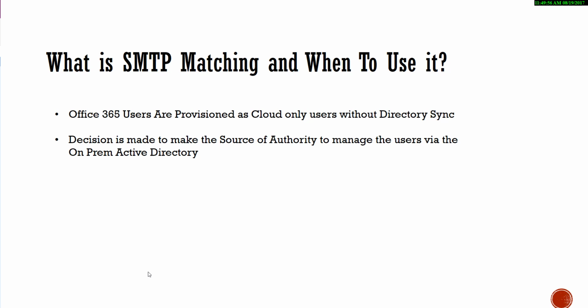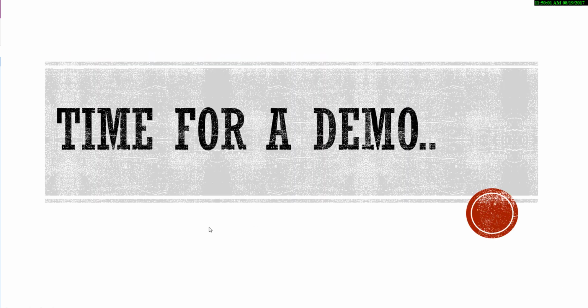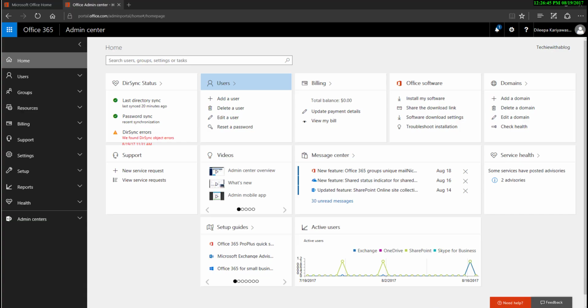So without further ado, let us see how it can be done in this demonstration. Okay, so I'm logged into my Office 365 portal now, and you can see that the Directory Synchronisation status is showing up here. It says that the last synced was 20 minutes ago. So prior to starting this step, I assume that you all have configured all the prerequisites that are needed to enable directory synchronization in your organization.